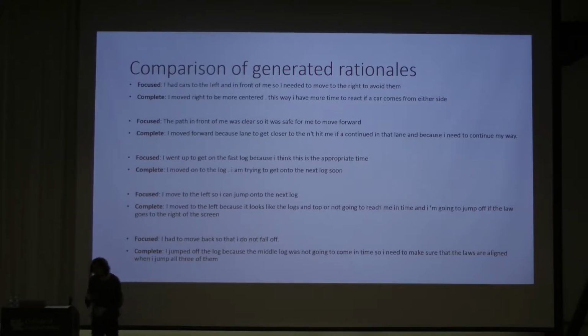But my favorite out of all of these is the last one, because I think this one does a good job of encapsulating all of the differences that we saw in the data. So for the focused view, I had to move back so that it did not fall off. It's referring to a log here. Short, accurate, fantastic. Whereas the complete view, I jumped off the log because the middle log was not going to come in time, so I need to make sure that the logs, and logs here is actually a mistranscription from the Google speech to text, so they said logs, but it read it as laws, anyway, are aligned when I jump all three of them.